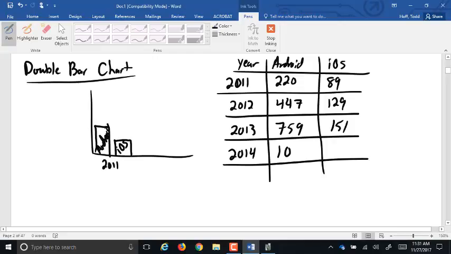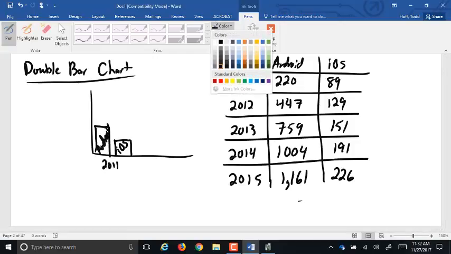2014, it's just over a billion, 1.004 billion or 1,004 million Android phones and 191 million with iOS. And in 2015, we had 1.161 billion. So that's 1,161 million Android phones and 226 Apple phones. So I want you to construct a bar graph with those numbers in it.